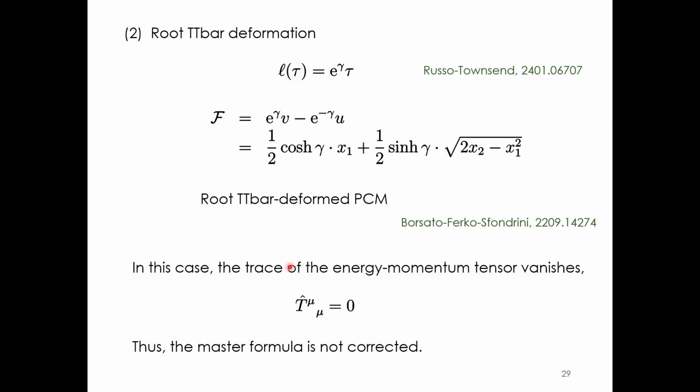In this case, the modification term is zero. Because this is a marginal deformation, the trace of the energy momentum tensor becomes zero. So in this case, we don't have to include the correction term to the original master formula Lagrangian.